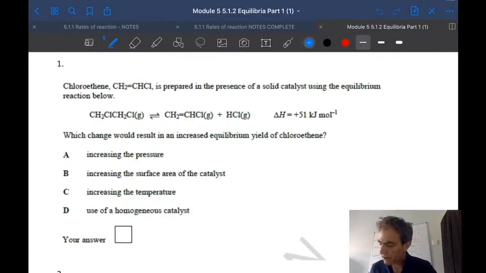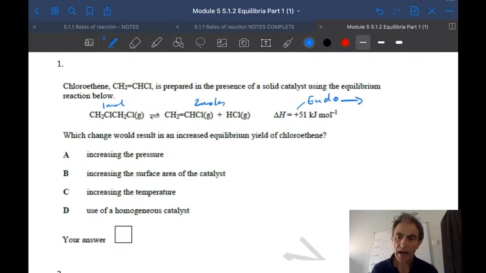So the first question, multiple choice question: chloroethene is prepared in the presence of a solid catalyst using the equilibrium below. The important things to pick out, before we even go to which option it is, are that it's an endothermic forward reaction from that plus sign, and we've got 1 mole of gas on the left and 2 moles of gas on the right. That would be the first thing I would always do at the start of any equilibrium question.